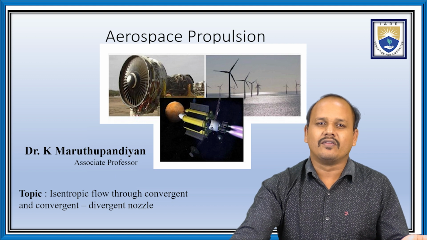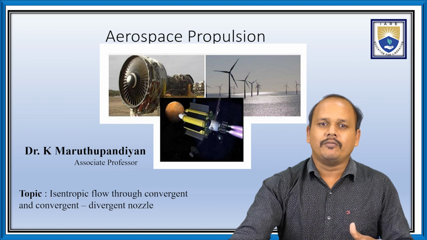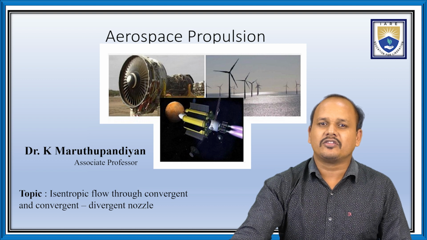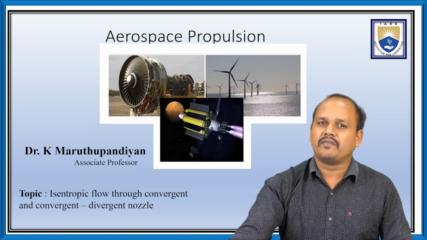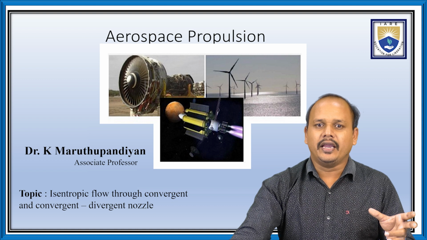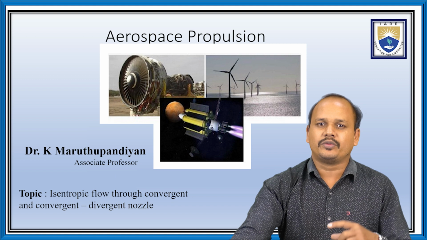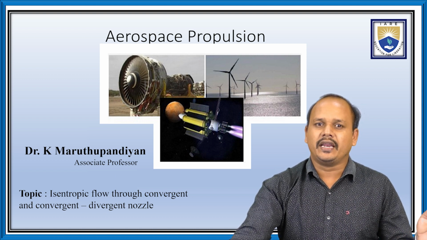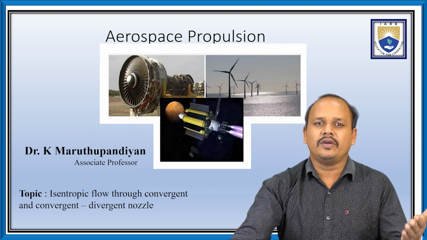Suppose instead of subsonic flow, supersonic flow enters the convergent section; then the flow will be decelerated. The opposite happens in a divergent section, where subsonic entry leads to deceleration and supersonic entry leads to acceleration. So we have seen the relation between area and velocity for the subsonic and supersonic cases. For the subsonic case, if the area increases, the velocity decreases, and if the area decreases, the velocity increases.